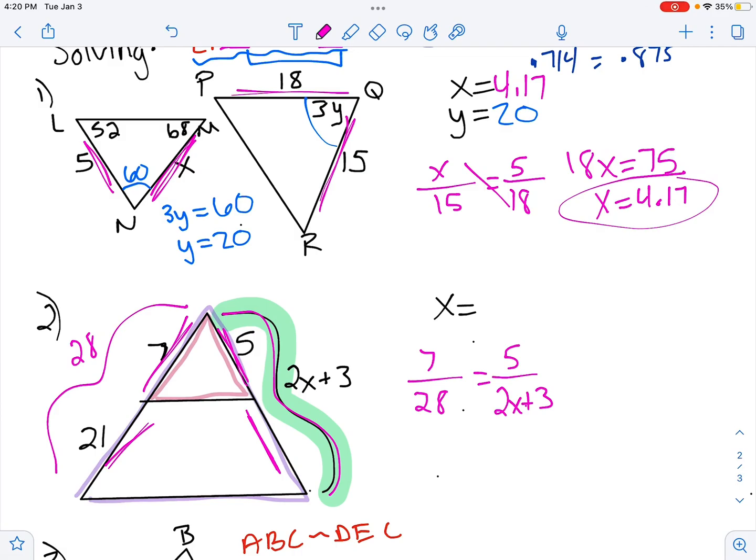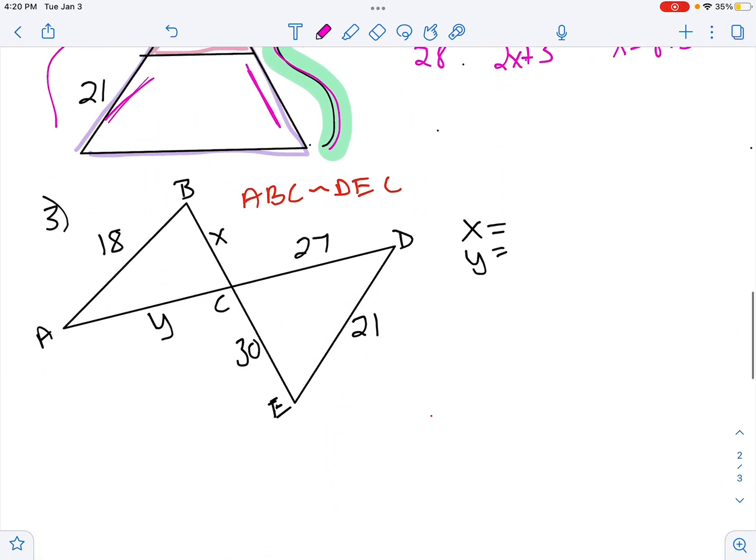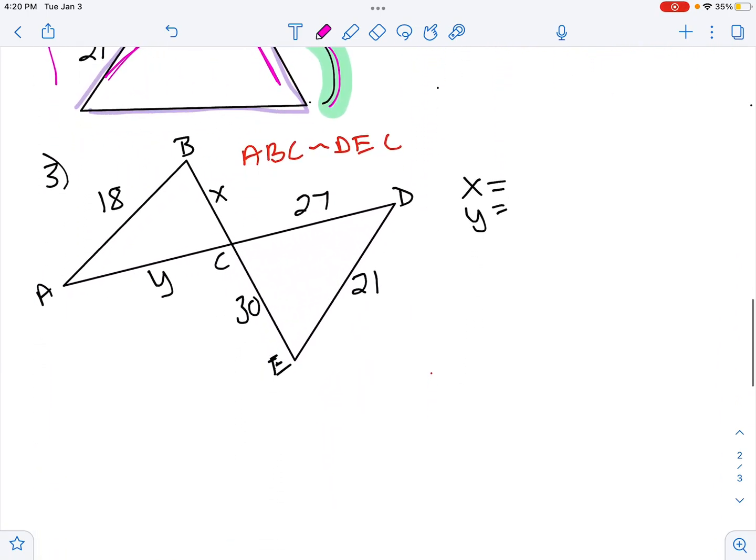Now we're going to solve. So I have 7 times 2x is 14x plus 21 equals 5 times 28 is 140. Then I'm going to solve it down. So I'm going to subtract 21, divide by 14, and I get x equals 8.5. There you go. Go ahead and pause and try this last one.